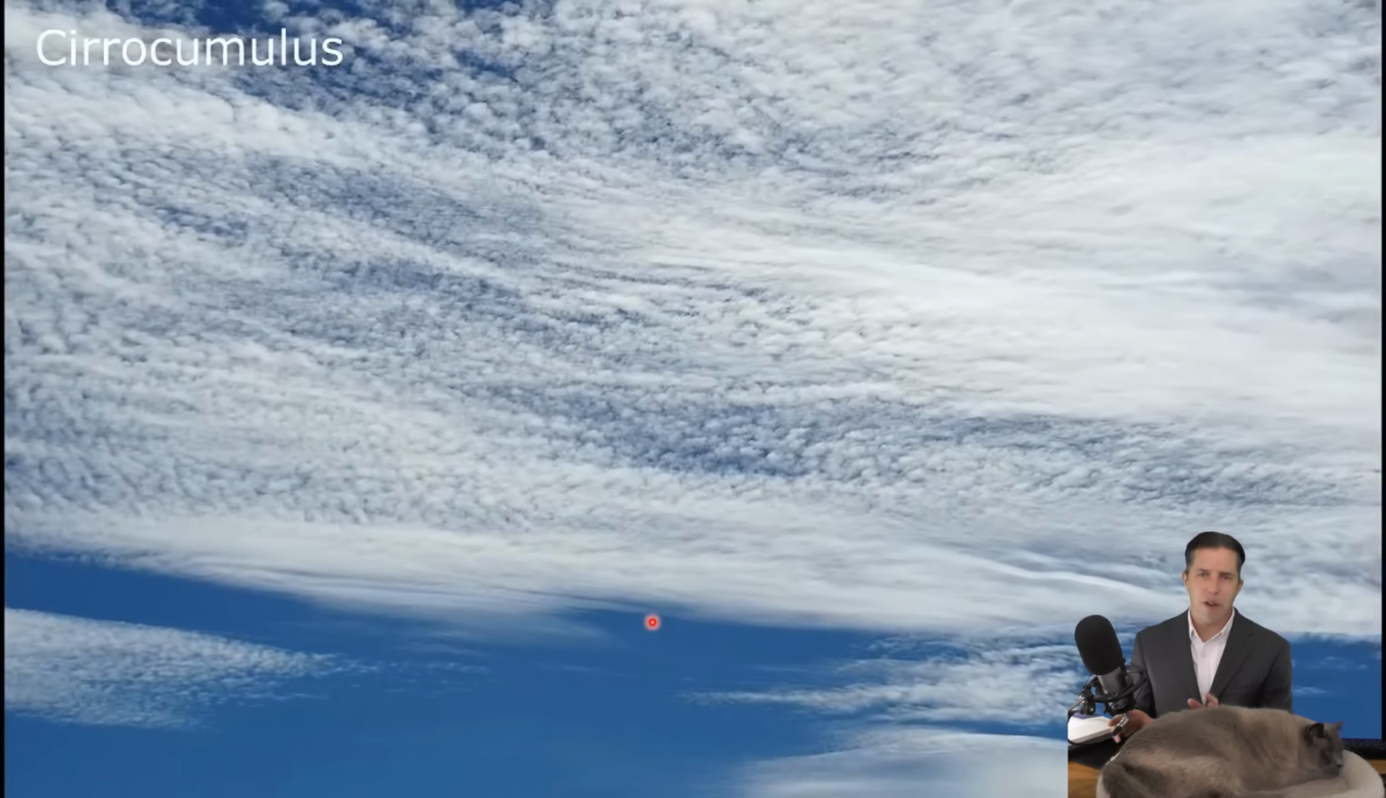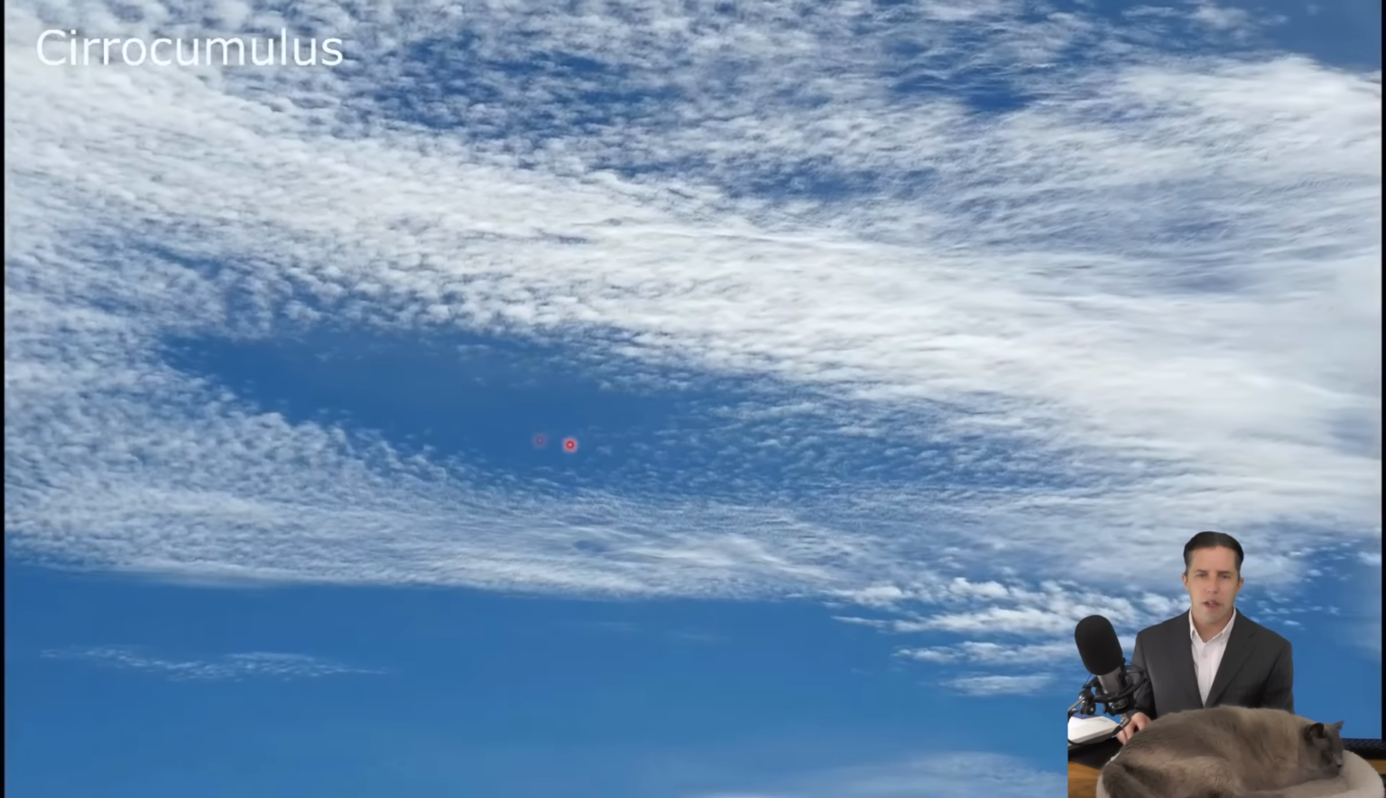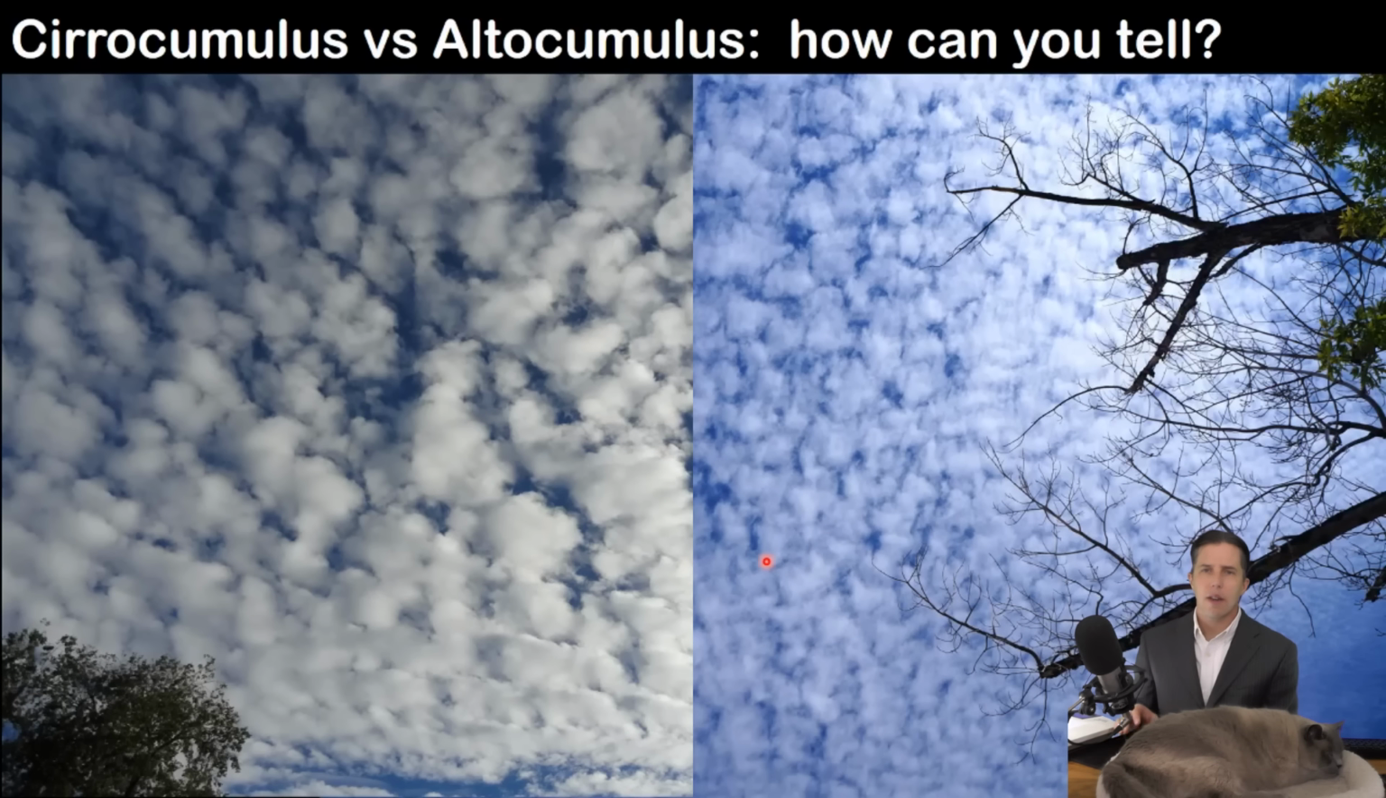Now, this brings up an issue, which is how can you tell the difference between cirrocumulus and altocumulus? Because they're both puffy and they're both kind of small. Now these are super tiny little dots, right? So if you saw super tiny little dots, you're pretty easily in cirrocumulus. But if you have bigger ones, how can you tell them apart? They might kind of be the same size.